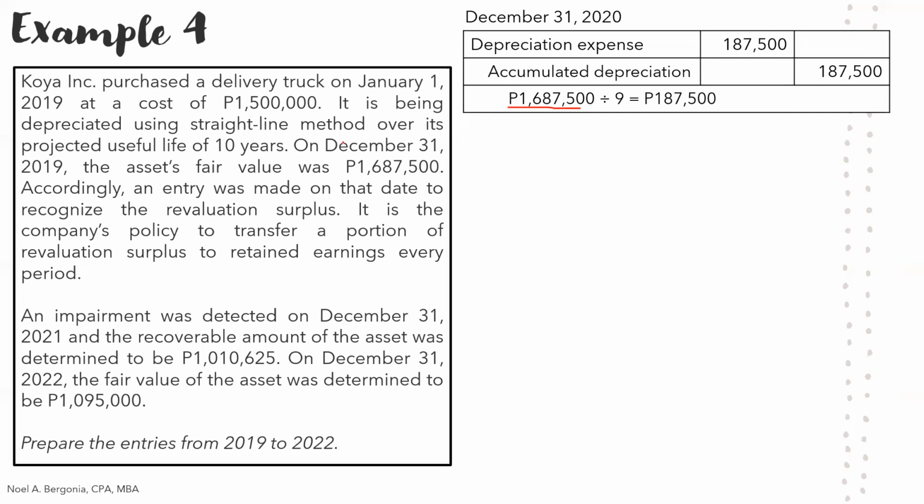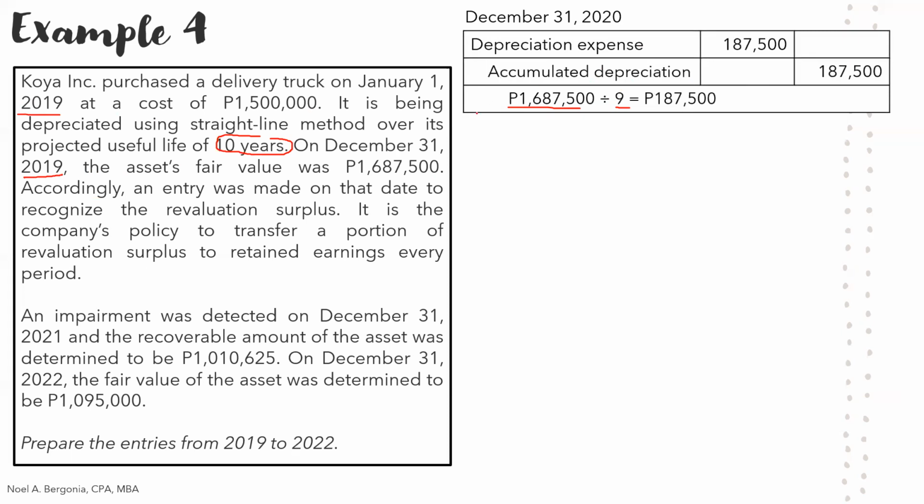Kasi 'di ba, we have 10 years useful life, then natapos po yung 2019. That's the first revaluation. So 1 year lang po yung natapos. So 9 years pa po yung remaining useful life. Okay, so that's 187,500. So we debit depreciation expense 187,500, and we credit, no, accumulated depreciation 187,500. Okay, so that's our depreciation for 2020.